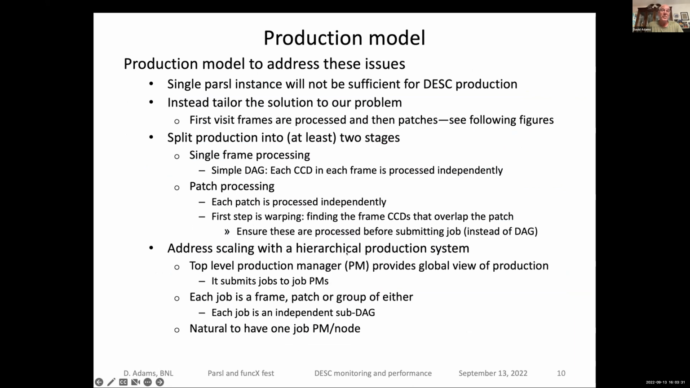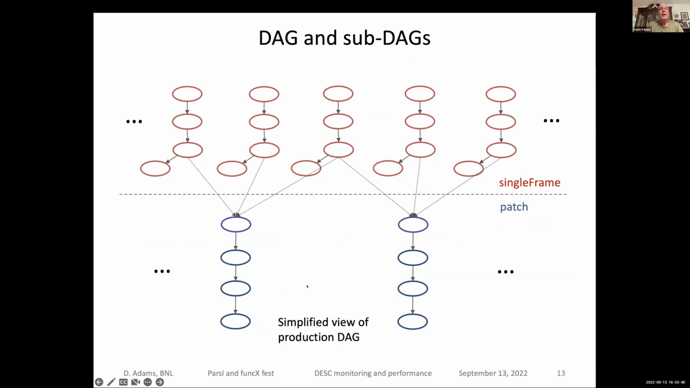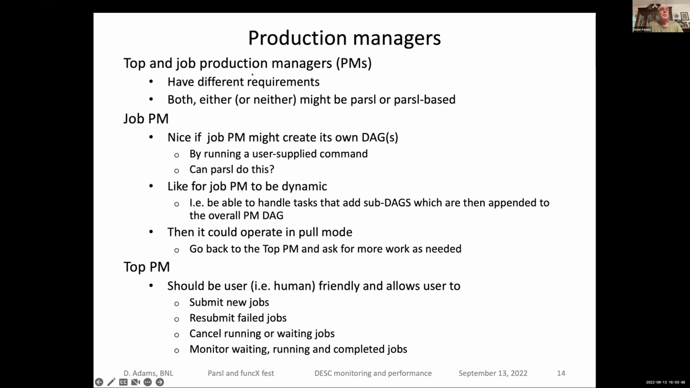I think the way to address scaling is to have a more hierarchical production system, or at least a distributed one. You don't want to have one job production manager. You want to have many job production managers, and then you want to have some top level thing looking at those and somehow passing jobs to them. Those production managers, the top and the job, have different requirements. Both or either or neither of those could be Parsl or Parsl based. The job production manager is certainly naturally a Parsl sort of thing.